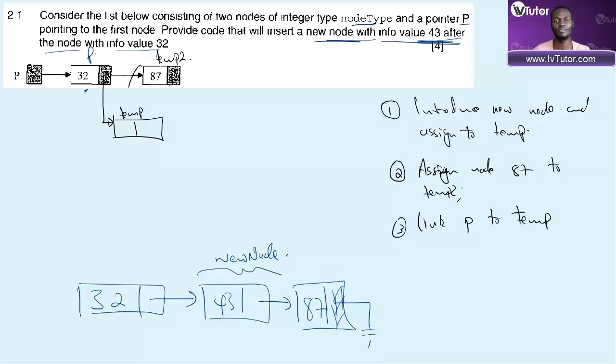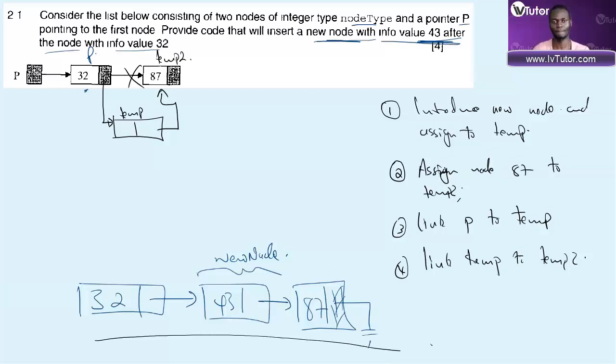So now I can break this and link P to temp. And then finally, I can say link temp to temp 2, which means I now take this and connect it to that node. Now I have achieved this. So you see, it's exactly 4 lines of code. What matters most is that I got my logic or my pseudocode right.